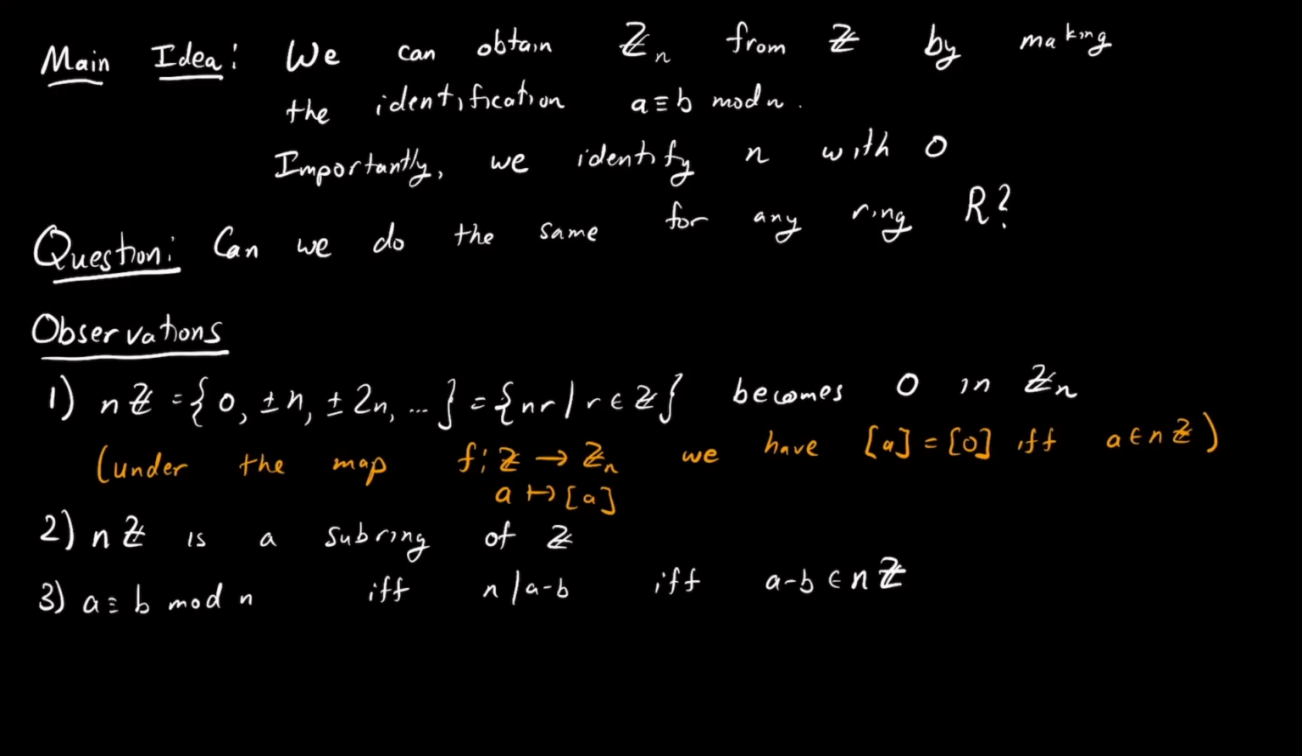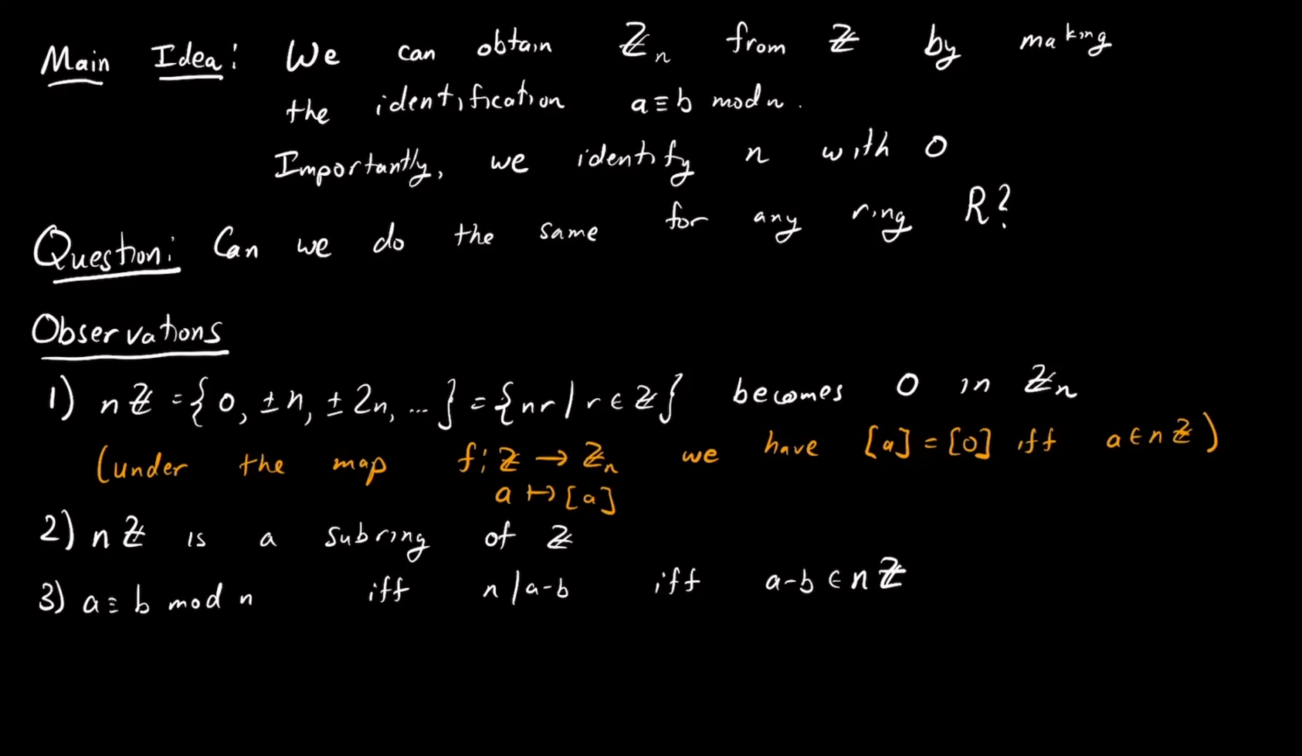Another observation is that a is congruent to b mod n, so a and b are being made equivalent to one another mod n, if and only if n divides a minus b. And that's the same as saying a minus b is a multiple of n, right? n divides a minus b means that a minus b is a multiple of n. So that's just saying that a minus b is an element of nZ.